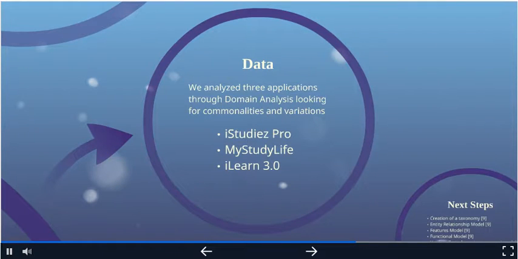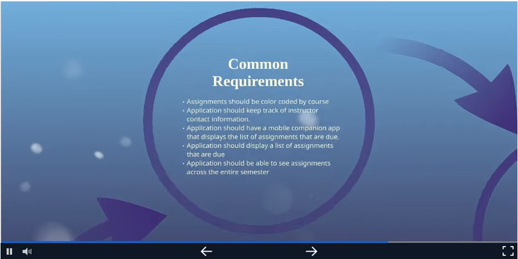For our domain analysis data collection, we analyzed 3 homework tracking applications. The first, iStudios Pro, a top-rated application on the Apple Store. My Study Life, a web and mobile-based homework tracking application. And of course, iLearn 3.0's homework tracking capabilities. In examining each of these applications for the homework tracking domain space, we found the following common feature set requirements.